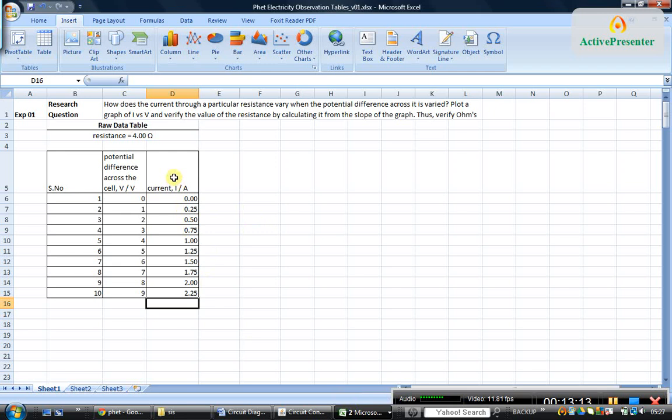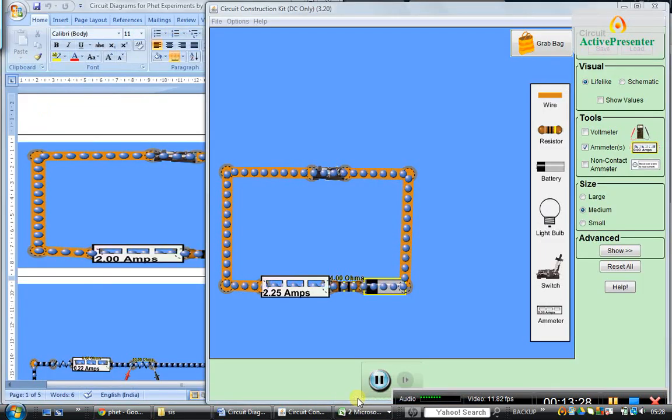So the dependent variable should always be on the second column and the independent variable on the first column. Okay, what did I give in the instructions? Current on the y-axis, voltage on the x-axis. Did I say that?